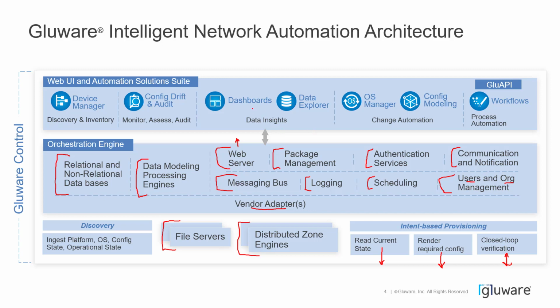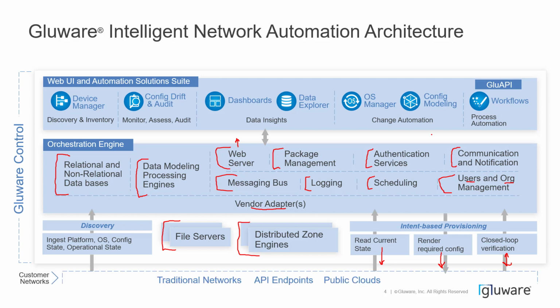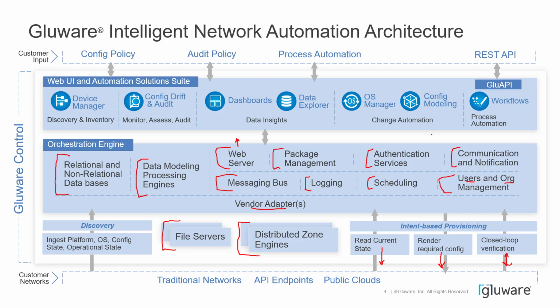Your data insights are provided by the dashboard framework and the new Data Explorer application introduced in Gluware 4.1. You have OS Manager to automate operating system upgrades, config modeling to automate configuration changes, and workflows for process automation. And then we have the Glue API, which is our published REST API. When you want to integrate or work with Gluware programmatically, you'd consume or work through our REST calls into the platform.